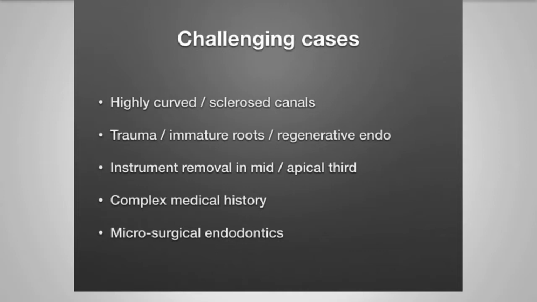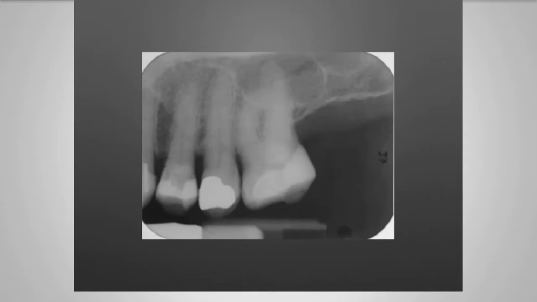So let's have a look at one of these more challenging cases. How about this one? This is a molar here with an irreversible pulpitis. And just looking at the plain x-ray, you can see that the root appears to do a 90-degree bend. What kind of things could happen when you're trying to treat one of these?